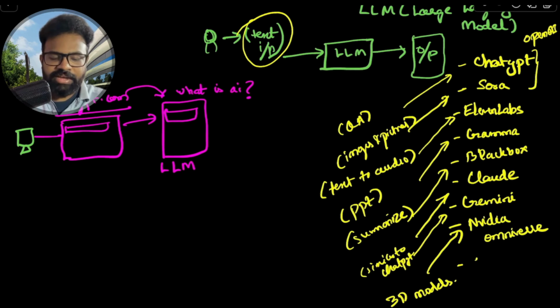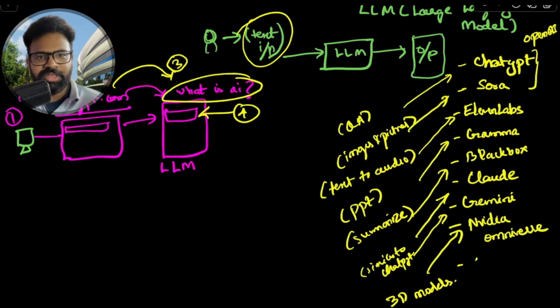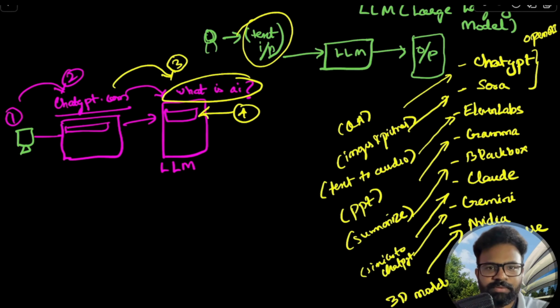So this is an LLM. ChatGPT is an LLM. From your machine, you go to the browser, and from the browser you navigate to ChatGPT. In the ChatGPT search box, you type "what is AI". Till now, you are feeding the input to the LLM. So now, how will the LLM process it?